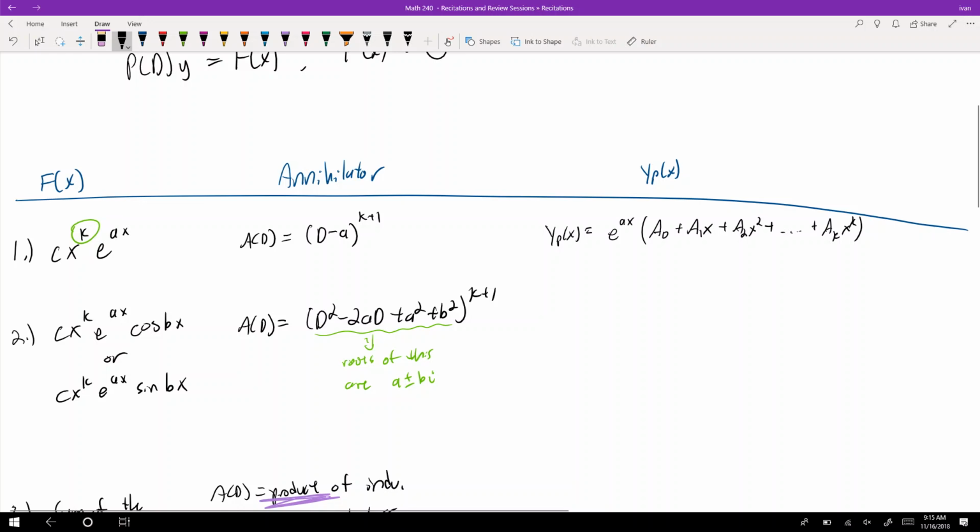If you see this guy right here, the cx to the k e to the x, then you'll guess yp of x is equal to e to the ax times, all right, this gets a little annoying, a naught cosine x plus b naught sine x plus a1x cosine x plus b1x sine x plus all the way up to ak x to the k cosine x plus bk x to the k sine x.